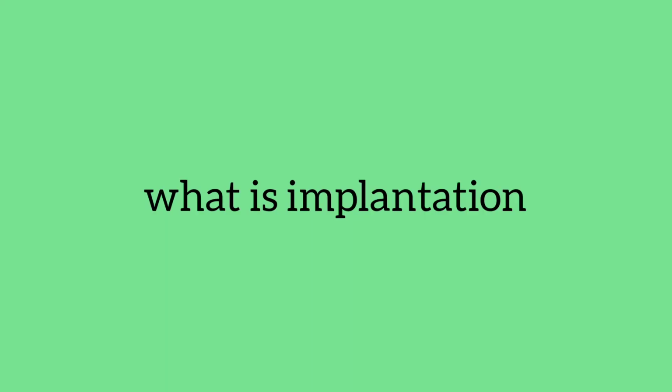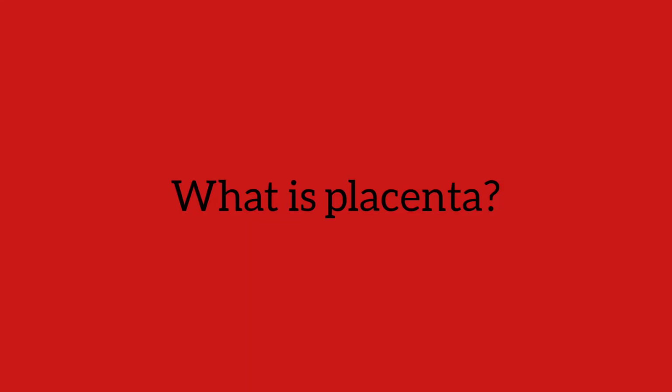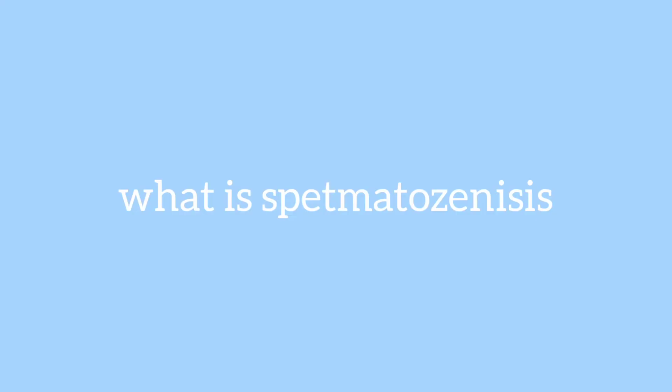What is implantation? It is the process of the embryo attaching itself to the uterine wall or uterine lining. What is placenta? Placenta is a spongy structure attached to the uterus. Next, what is oogenesis? It is the process of formation of the mature ovum in the ovary. What is spermatogenesis? It is the process of formation of spermatozoa in the testes.